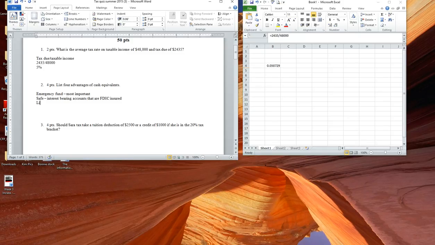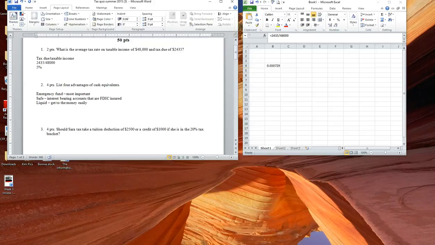The next is that they're liquid. Liquid would imply that we can get to the money easily, with the exception of CDs. Since CDs are tied up for a year, they're not as liquid as some of the other ones like money market accounts or savings or T-bills or anything like that. Okay, that's only three. What would be a fourth advantage? I can tell you a disadvantage is they don't make much money. But a fourth advantage would be that it provides us with some peace of mind.